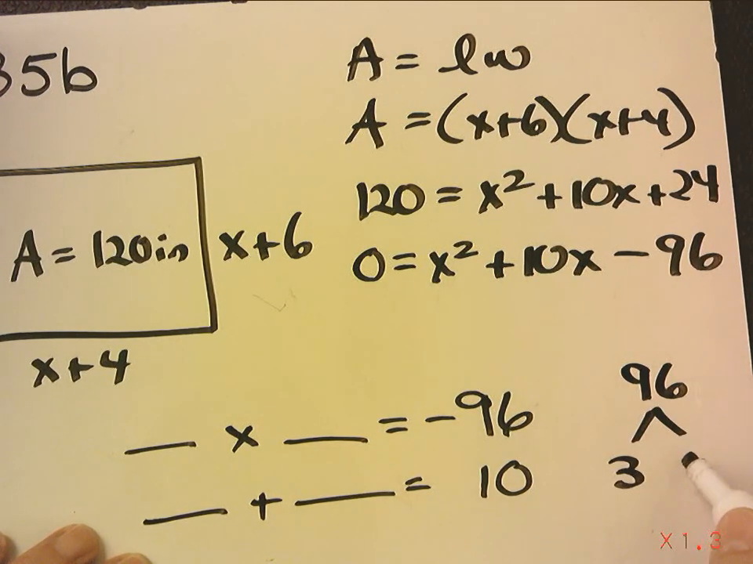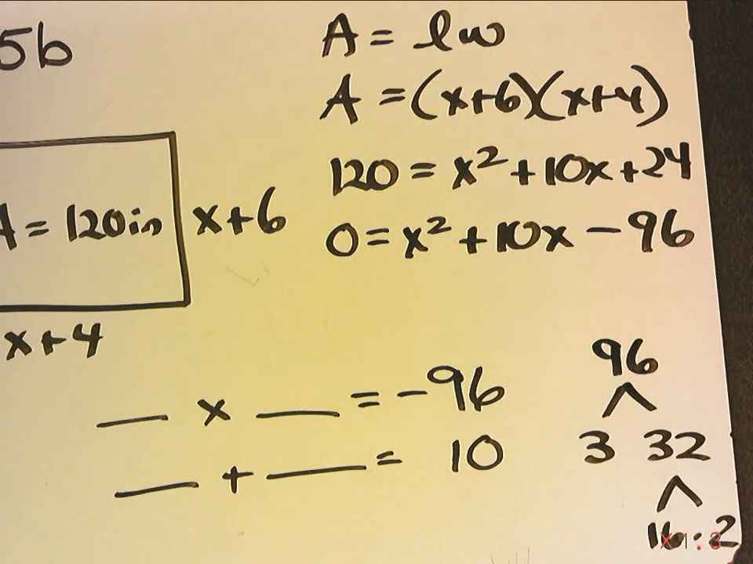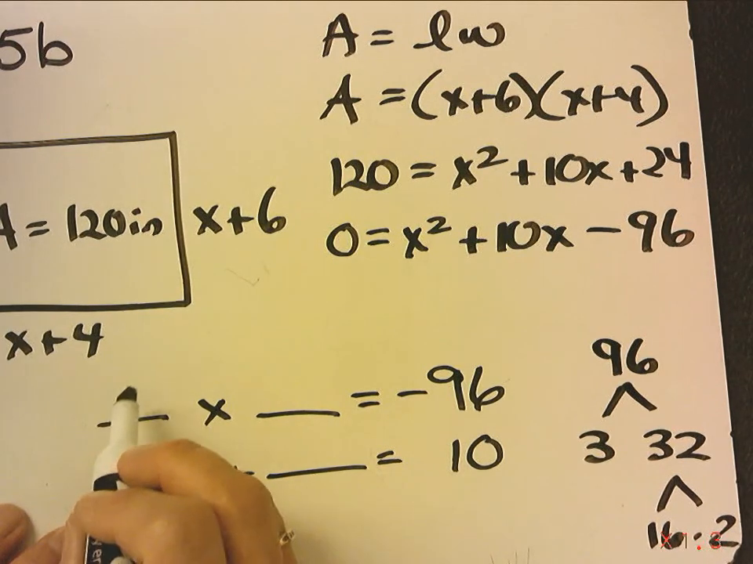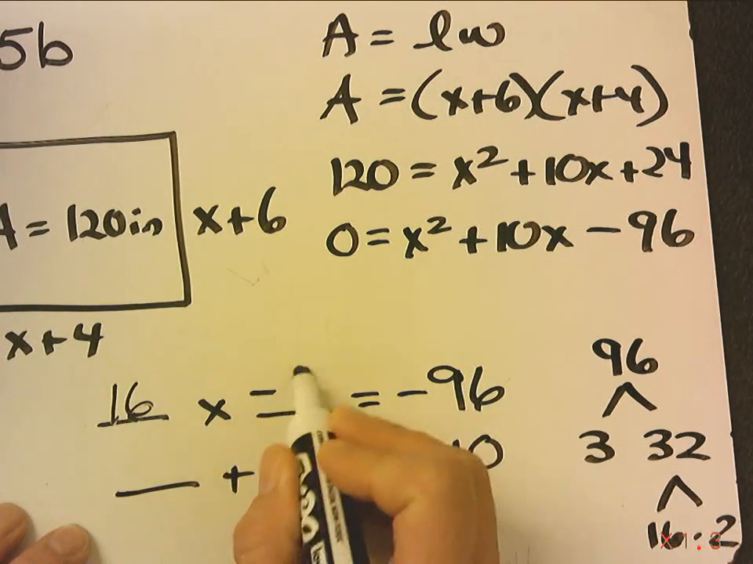So when I think of numbers that 96 is divisible by, I think of 3. So 3 goes in 32 times. And when I think of 32, I think of 16 times 2. And I notice that if I do 3 times 2, it's 6. So 6 times 16 must equal 96. So my two magic numbers are 6 and 16. So I would make it a positive 16 and a negative 6.